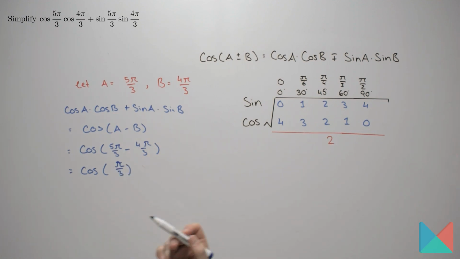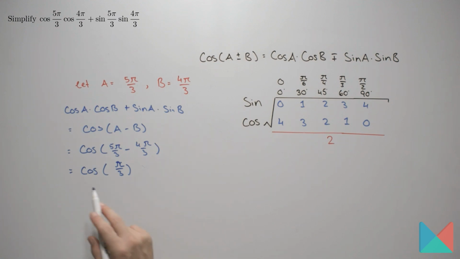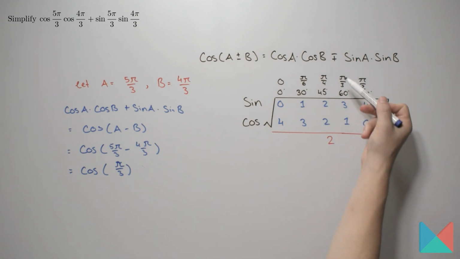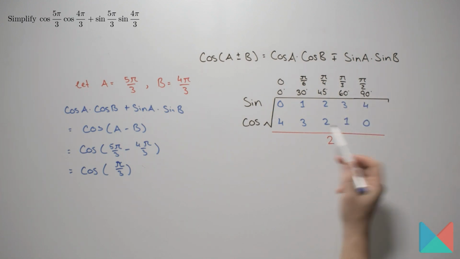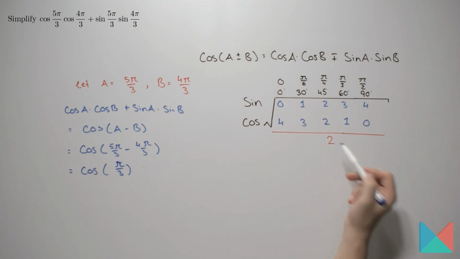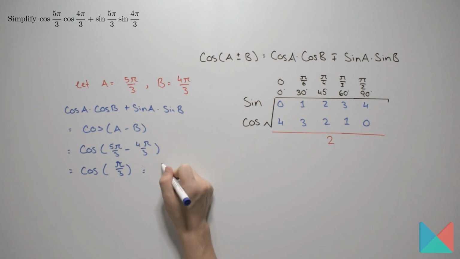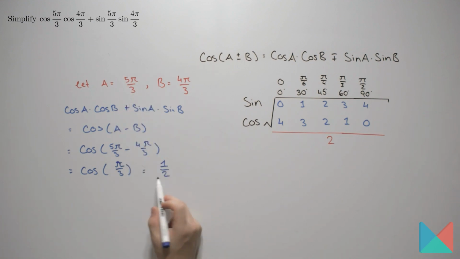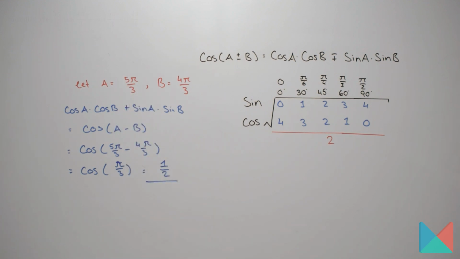And now we can use our master table to simplify this even further to find what cos of pi on 3 radians is. So going along the cos row, and we want to go down the pi on 3 column, we're at the square root of 1 value, and so we're going to have the square root of 1 divided by 2, which is just going to give us 1 over 2. And so cos of pi on 3 is 1 over 2. And so the above expression simplifies into just a half. So that concludes this example, and now let's move on to our second.